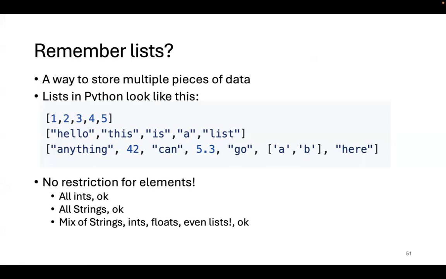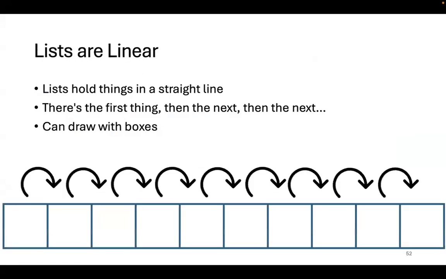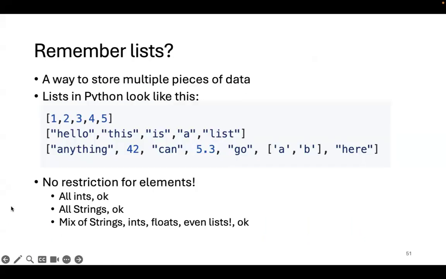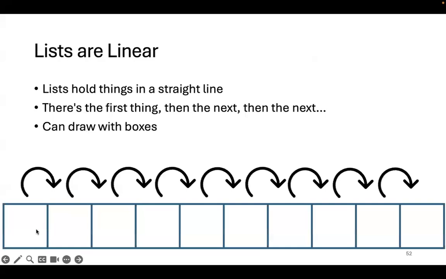That's the moral of the story. Python's not picky. Java is picky. If we want to have a mix of different data types, that's okay in Python, but not in Java. In general, lists are a linear structure where we've got the first thing and then the next thing. Like this is 1, 2, 3, 4, 5. We would have 1 here, 2 here, 3 here, 4 here, 5 here, and so on.